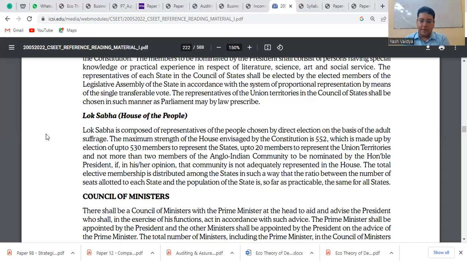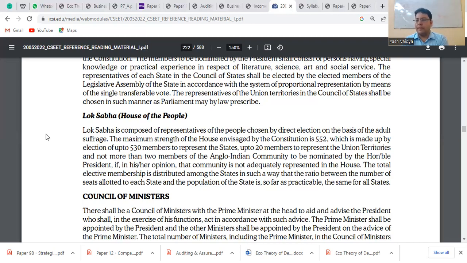The total elective membership is distributed among the states in such a way that the ratio between the number of seats allotted to each state and the population of the state is, so far as practicable, the same for all states. So more populous states are given more seats, and less populous states are given fewer seats. In the case of Maharashtra, you will see that there are 48 MPs which Maharashtra sends to Parliament, because Maharashtra is more populous. On the contrary, if you see Goa, there are only 2 seats of Lok Sabha in Goa. Why? Because Goa is less populous.